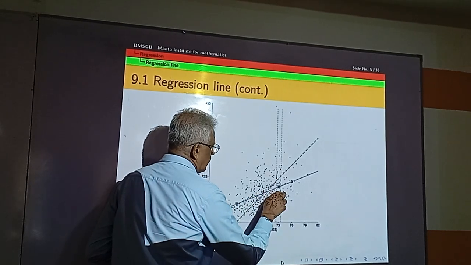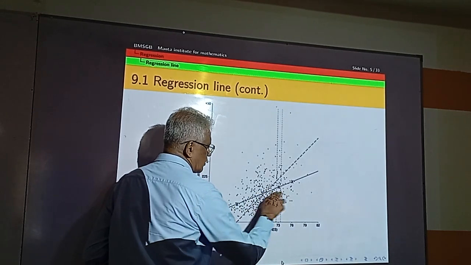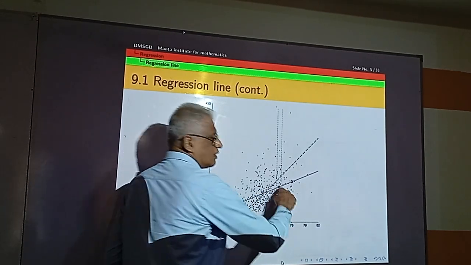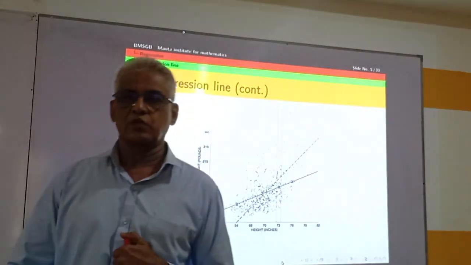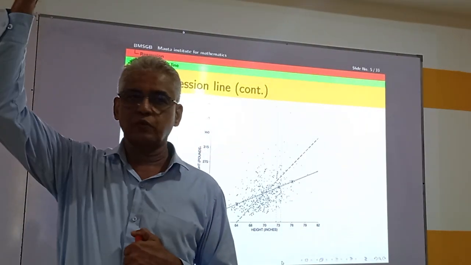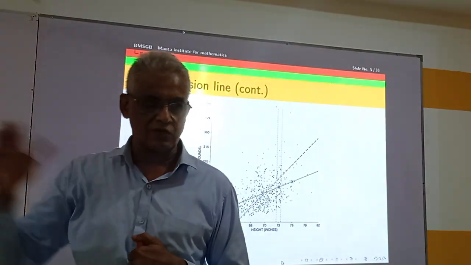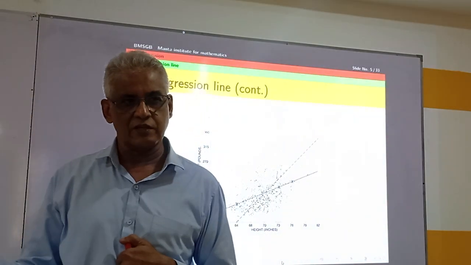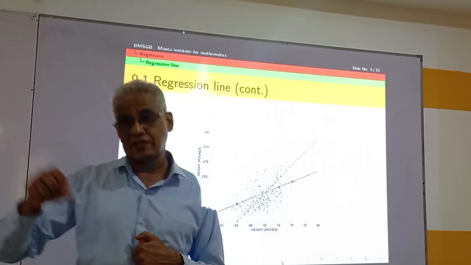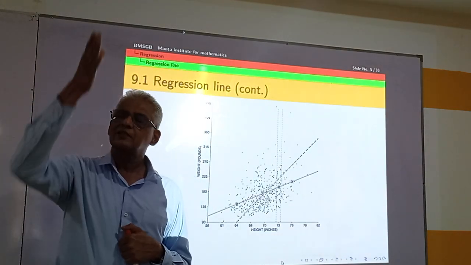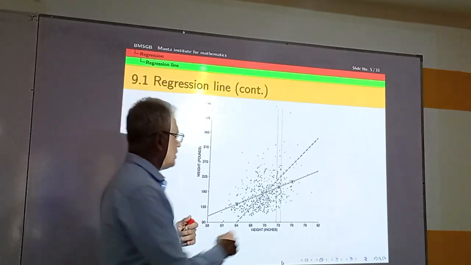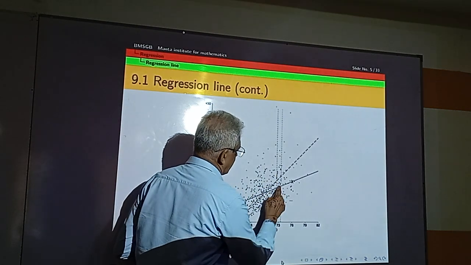For example, if we go 1 standard deviation of x to the right, then y will go, on average, only r times the standard deviation of y. It doesn't go 1 times the standard deviation of y, it will go only r times the standard deviation. So if r is less than 1, then the amount that it will go up is less than the complete SD. So that is why it is like here.